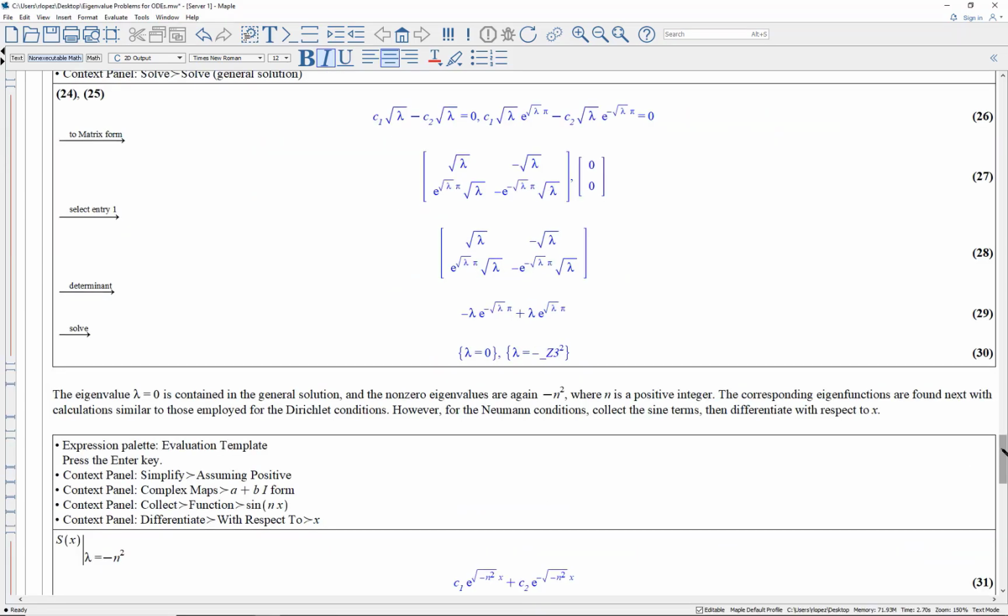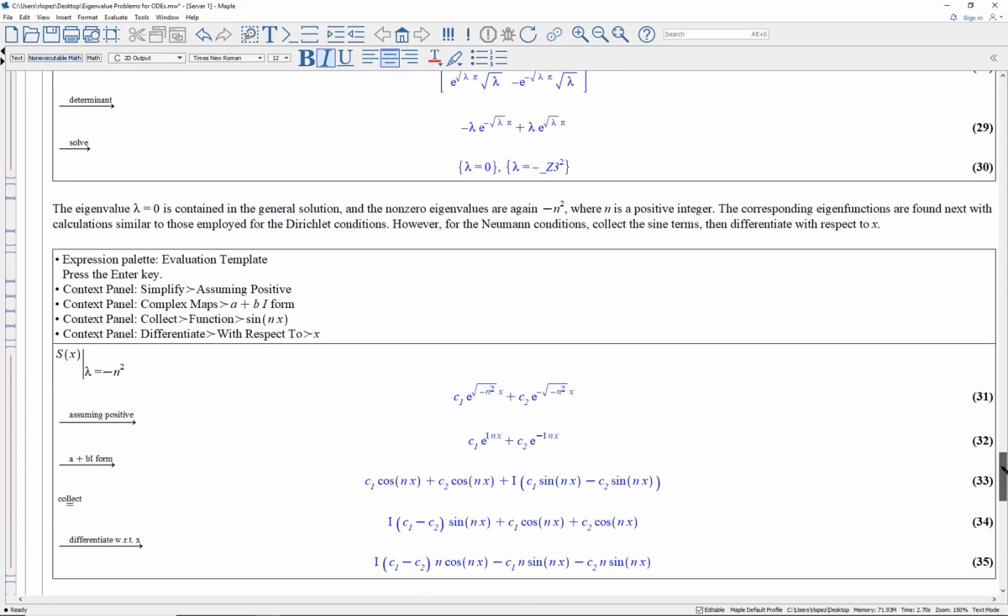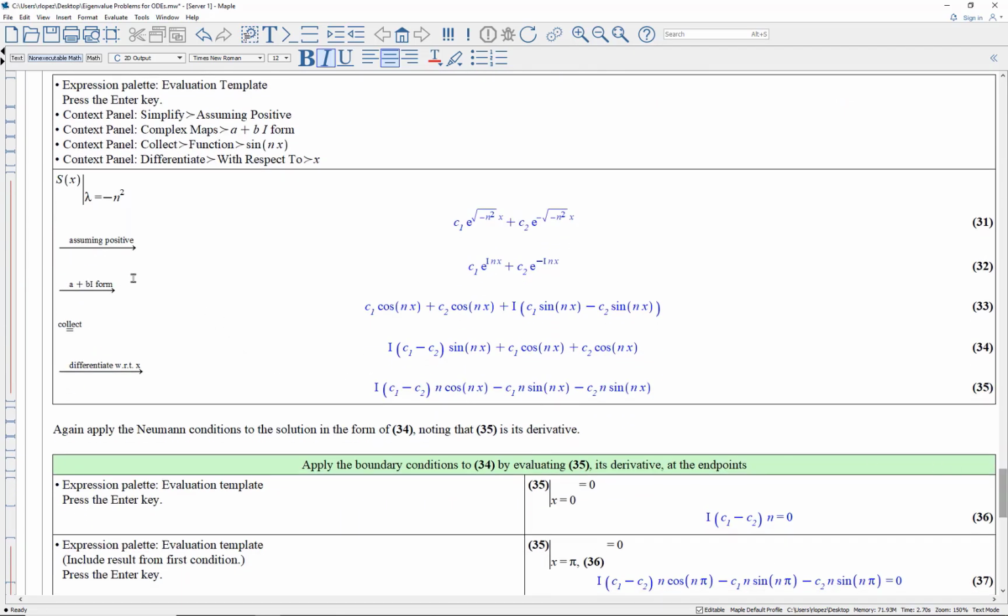Well, we have the eigenvalues. Now it's on to the eigenfunctions. So this is the general solution. We let lambda be minus n squared. We get this expression.